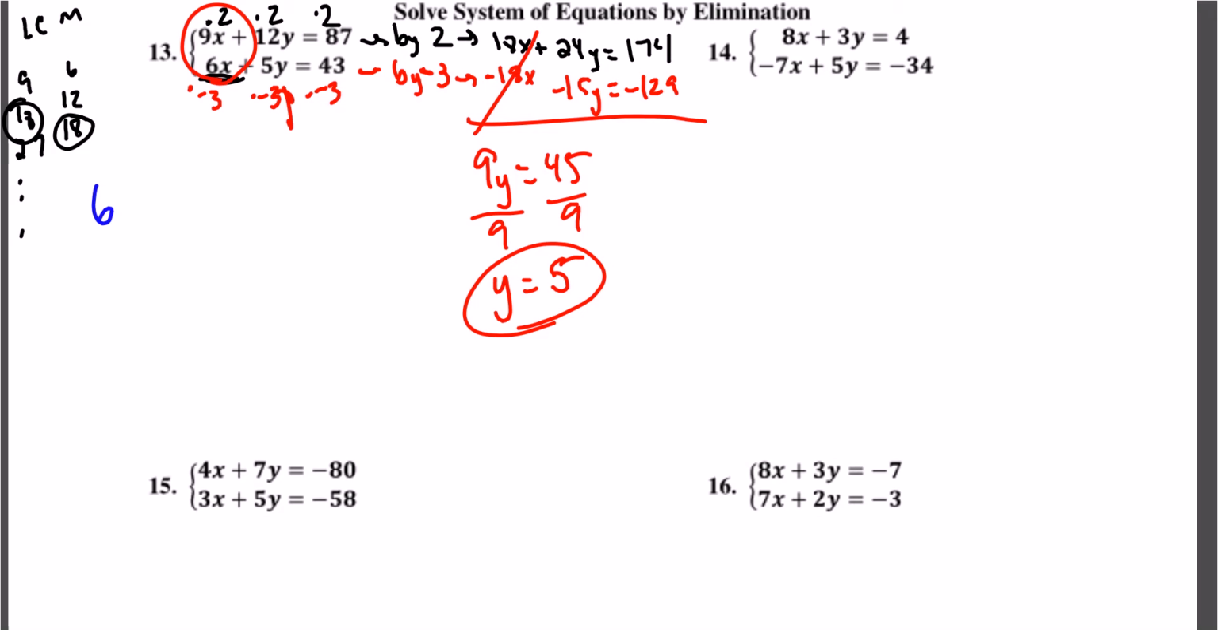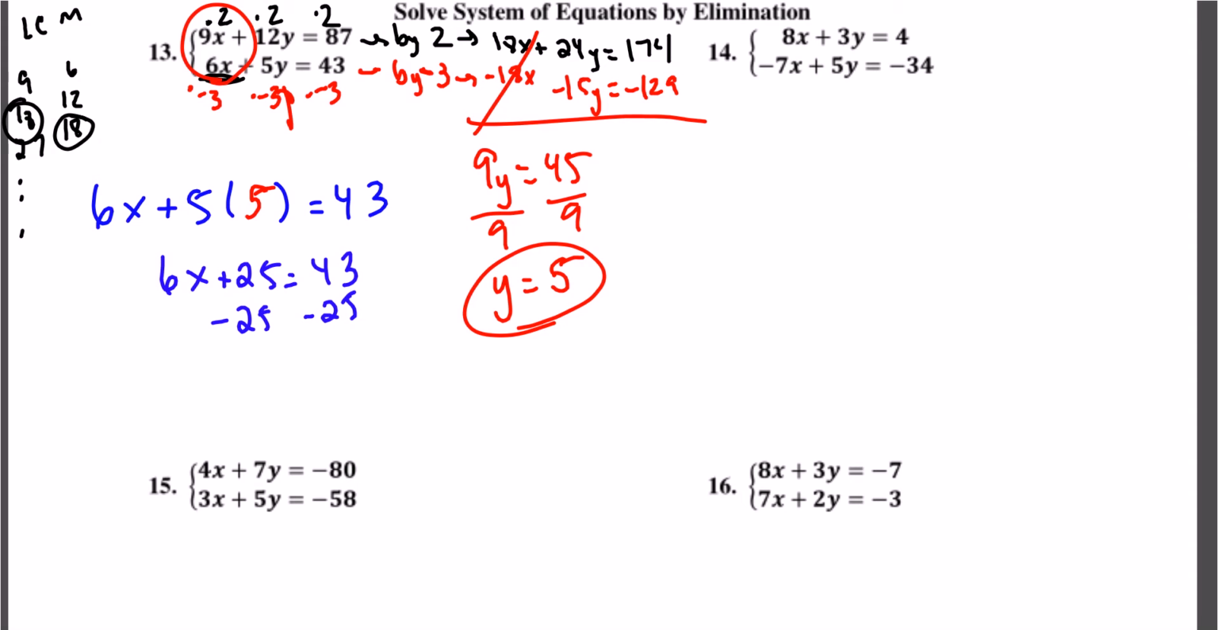So I'm going to rewrite the bottom as 6x plus 5, but instead of y, I'm going to put 5 in. And notice I use the original. I think that's best. So now I'm just going to multiply. 5 times 5, I get 6x plus 25 equals 43. I subtract 25 from both sides. I get 6x equals 18, x equals 3. I have an x, I have a y, write it as an ordered pair. 3, 5 is my solution.